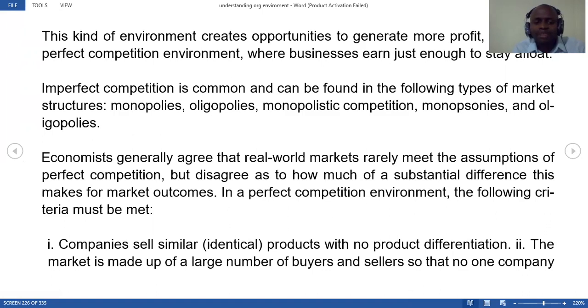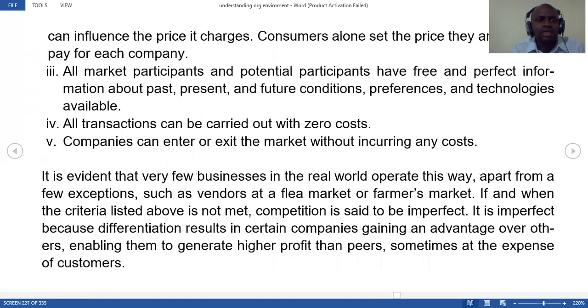Number one, companies sell similar or identical products that we've talked about. Therefore, no product differentiation. So the product must be similar. The market is made up of a large number of buyers and a large number of sellers. That one is obvious. And all market participants and potential participants have free and perfect information about the past, the present, and the future. And also look at issues like preference and the technologies available.